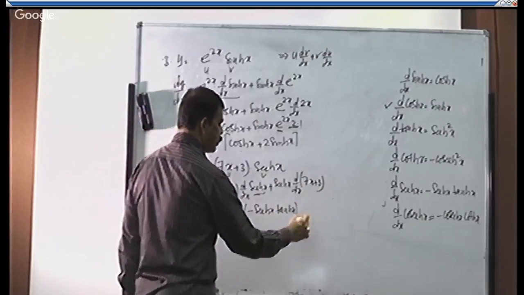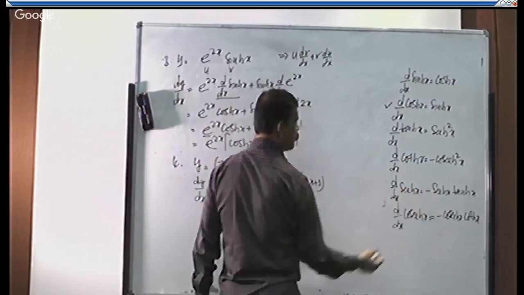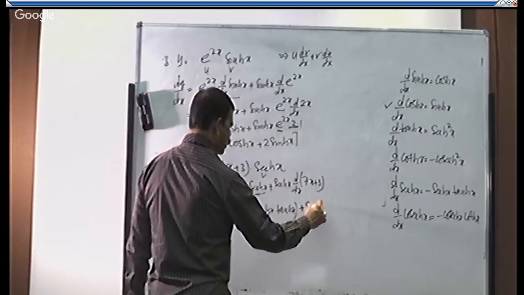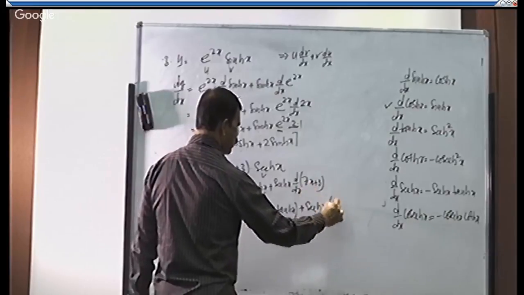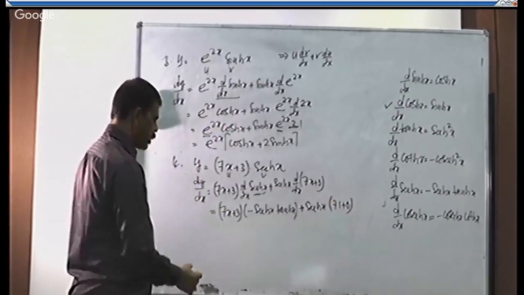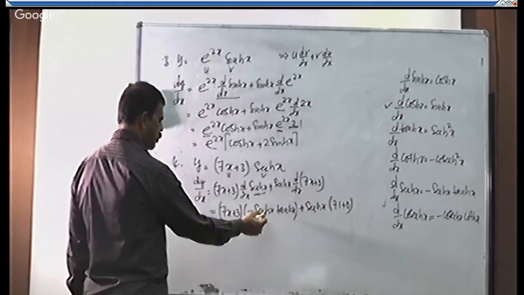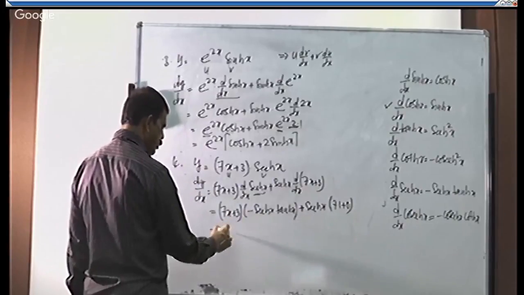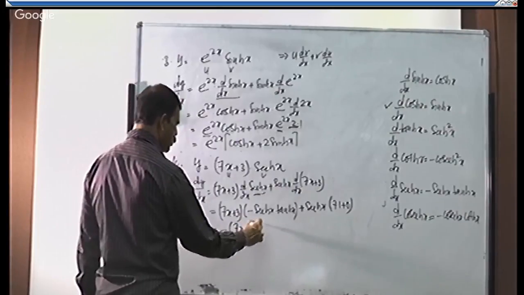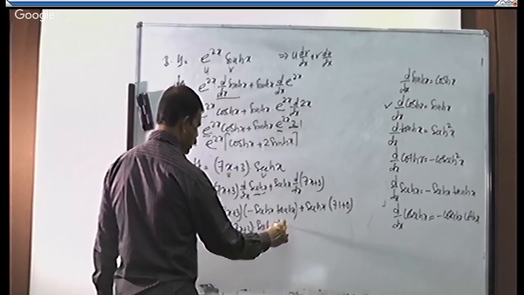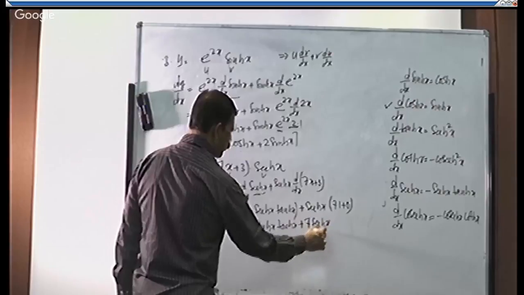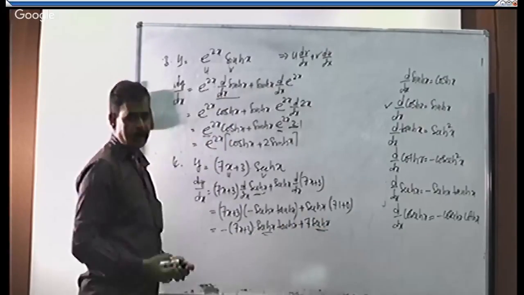Is it right? See the list. For secant hx, it is minus of secant hx into tan hx, plus secant hx into differentiation of 7x, 1, for 3, it is 0. Okay, you can write like this, or if you want, you can multiply: minus of 7x plus 3 into secant hx tan hx plus 7 into secant hx. If you want, you can take secant hx as common.